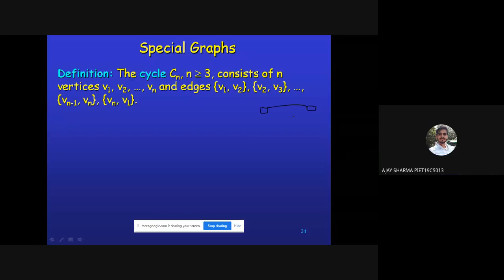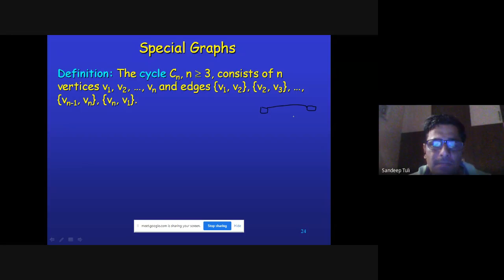But in a loop, the starting and ending vertex are the same. Good, but we are not talking about a single vertex here. A cycle will not be created on one vertex. It should also have some edges. We are talking about vertices and edges here. A loop is a special kind of cycle, you can say, but for a cyclic graph, which I am going to tell you in the lecture, it should have 3 or more vertices. We will talk about the cyclic graph.